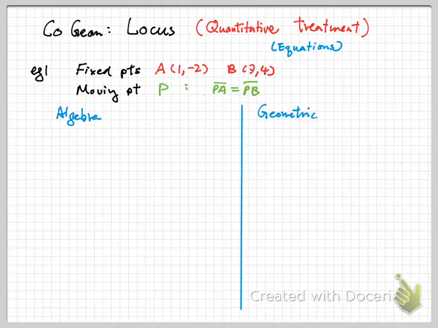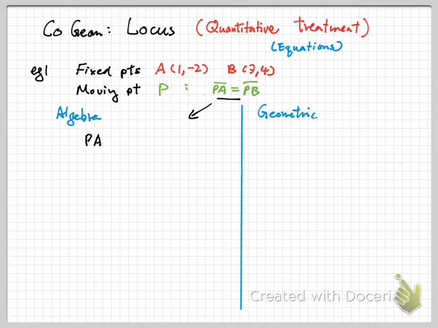Okay, so we come to this quantitative treatment of locus. By that, we mean we want to find the equation, not just a description of the shape of the curve, but the complete equation of the locus, right? Now, once again, we can do it with algebra or geometry. On the left-hand side, I try the algebra approach. In the algebra approach, we want to translate this relation into an equation.